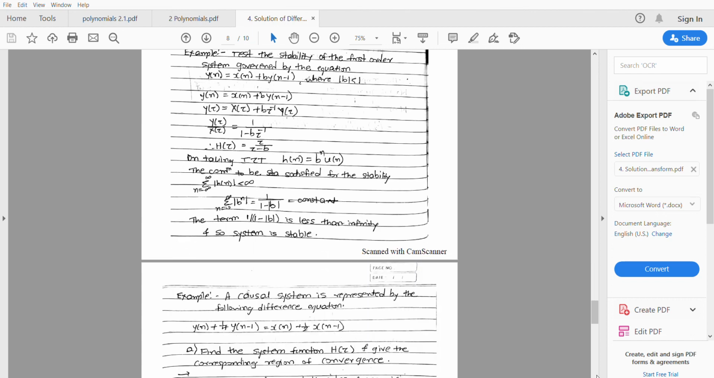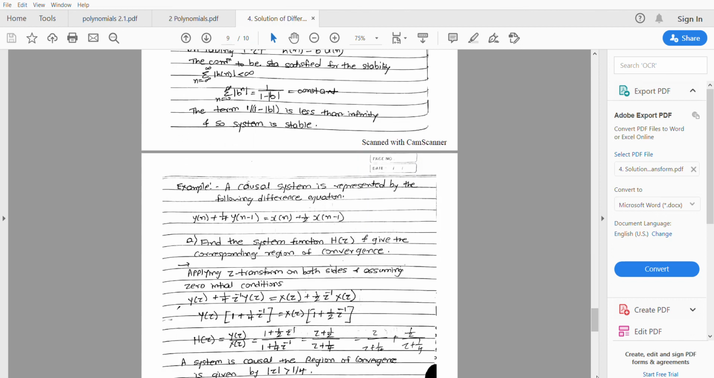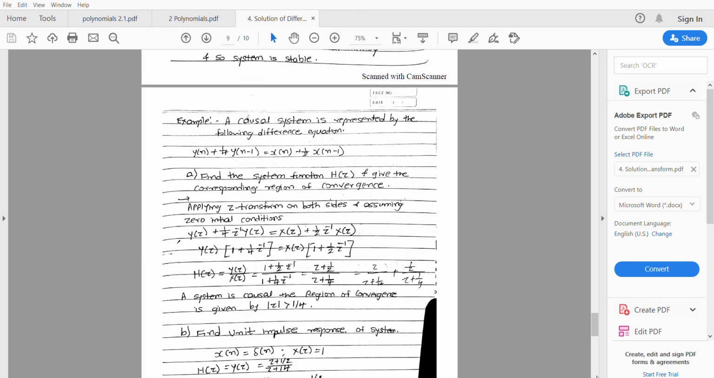So go through this numeric. Some other numerics are also mentioned here. A causal system is represented by the following difference equation. Already it is mentioned that it is a causal system. So again convert this difference equation into the Z transform, then come up with H of z. Since it's a causal system, the ROC is mod z greater than 1 by 4.